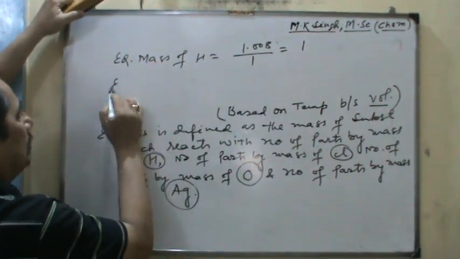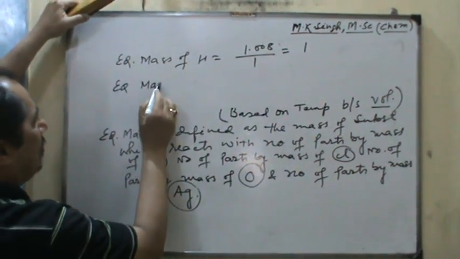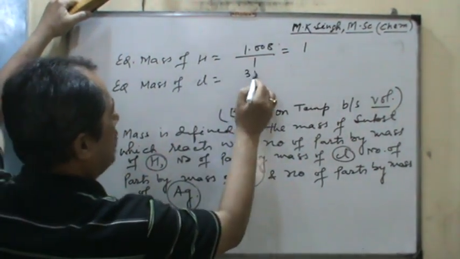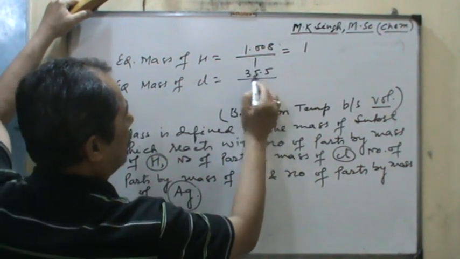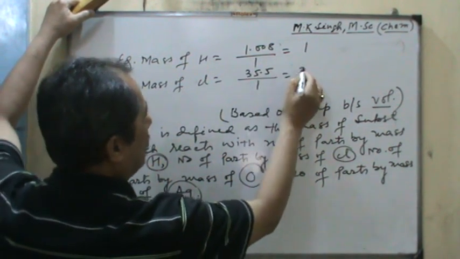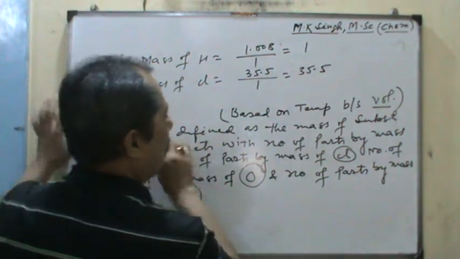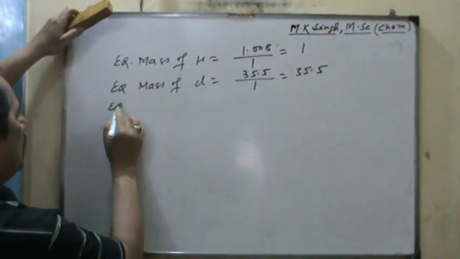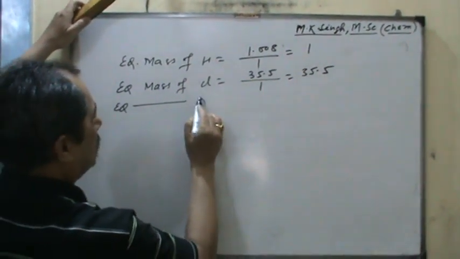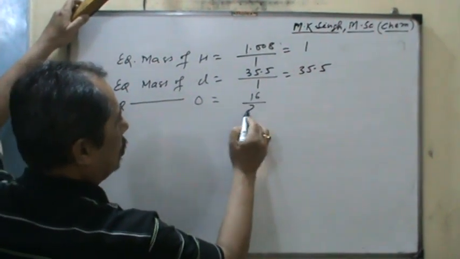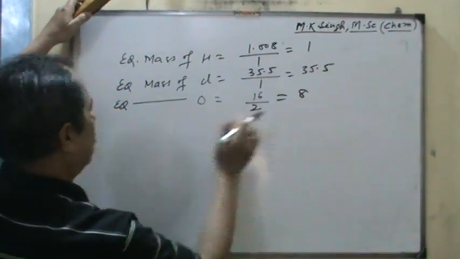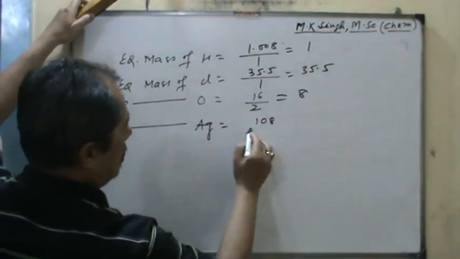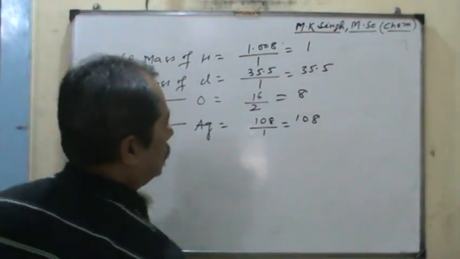So equivalent mass of, second one is the chlorine. What is the atomic mass of the chlorine? 35.5, valency is 1. So this is the 35.5. So the same way you can go for the equivalent mass of oxygen 16, and what about the valency? 2. So answer is 8. Equivalent mass of silver. What is the atomic mass of the silver? And valency is 1. So it is the 108.